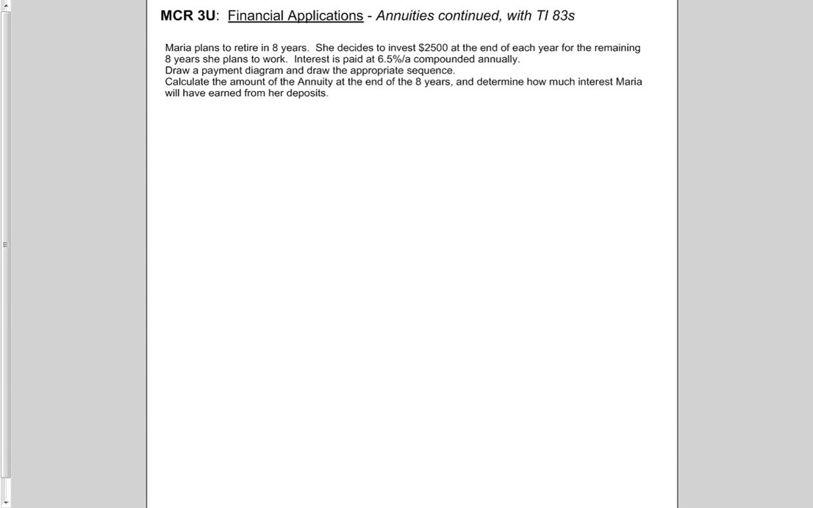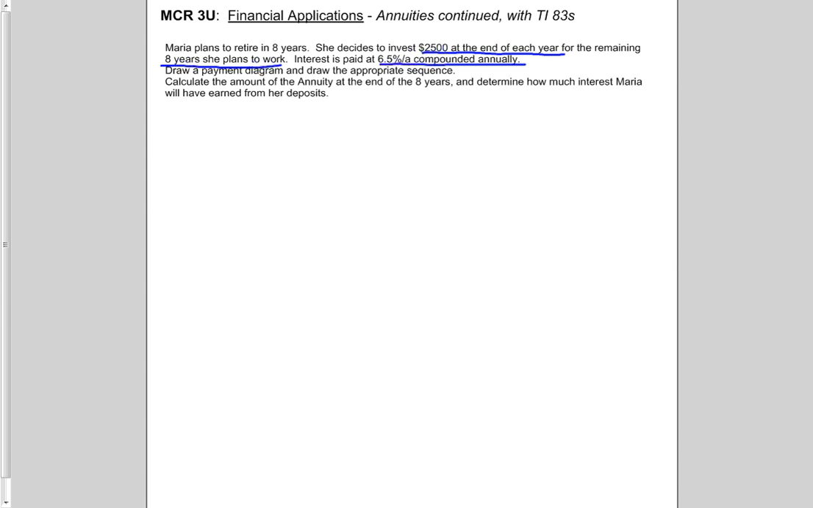Maria plans to retire in 8 years. She decides to invest $2,500 at the end of each year for the remaining 8 years she plans to work. And just may I say, that's a little too late, but better something than nothing. Okay, $2,500 at the end of each year. Interest is paid at 6.5% per annum compounded annually. Draw a payment diagram and draw the appropriate sequence.